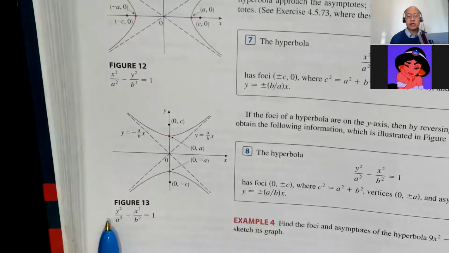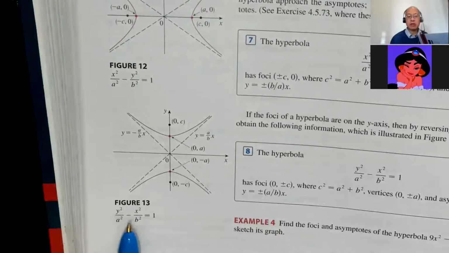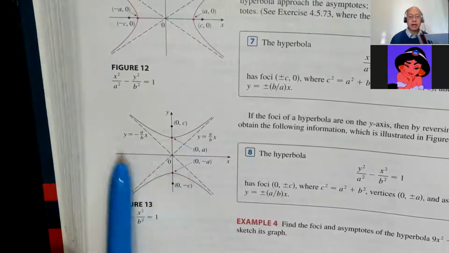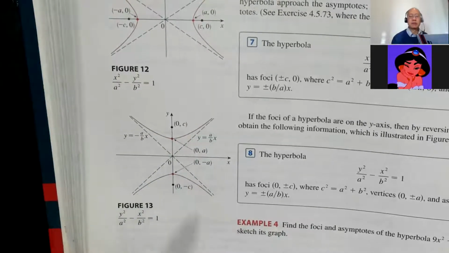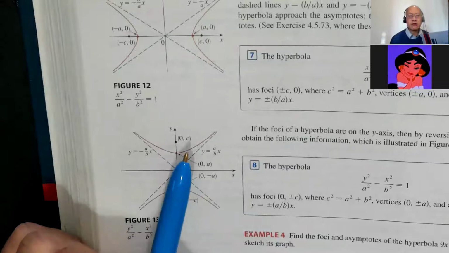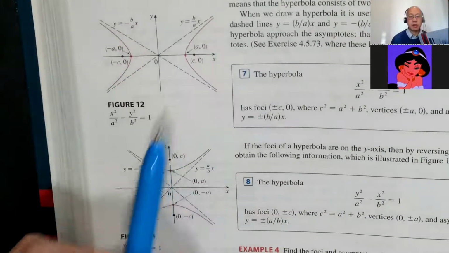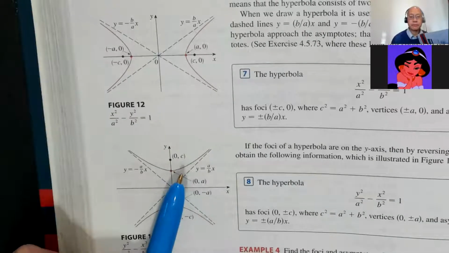The other type is y squared comes first. Y squared over a squared minus x squared over b squared equals 1. The hyperbola is going to go up and down. And again, you have asymptotes. Okay. I would say don't even bother putting down this formula for the asymptotes. You can just figure them out as you go along, and I'll show you what I mean by that.